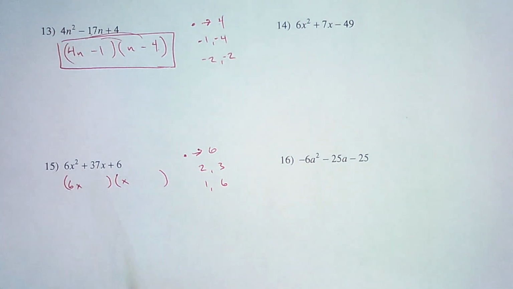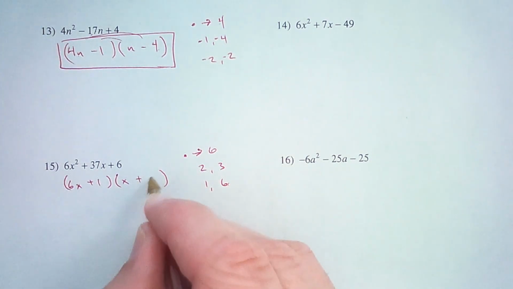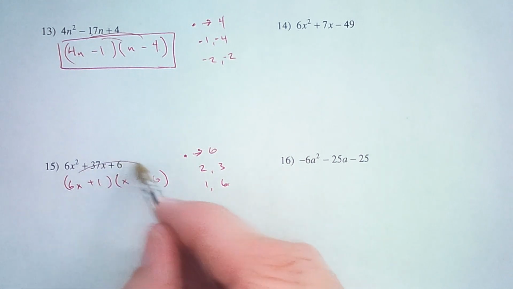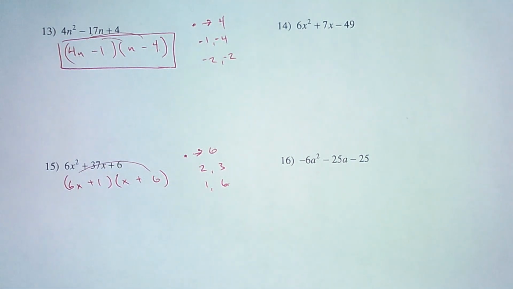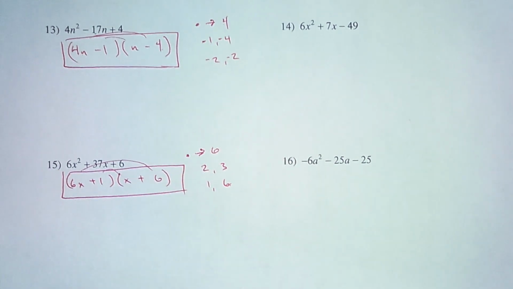We need them to add up to 37, so maybe with a 6, I could get a 36 here, and then a 1x. So if I put plus 1 and plus 6, my outsides are 36x, my insides are 1x, and 36x and 1x makes 37x. So there is my factored form.